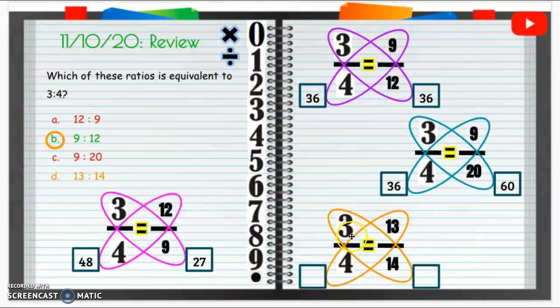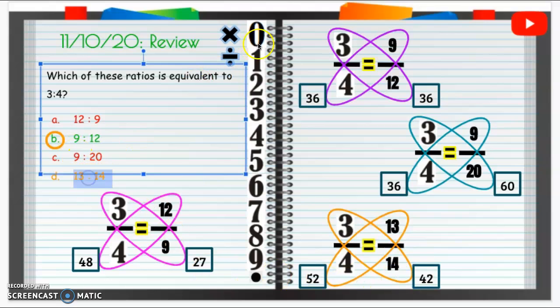And then the last but not least, 3/4, is that equal to 13/14? Well, let's see. 13 times 4, I know 13 and 13 is 26, and then 26 times 2 is 52. So 13 times 4 indeed is 52. Let's see, 3 times 14, or 14 times 3, is 42. So, nope, that is not equivalent. So our correct answer is, in fact, B, letter B.